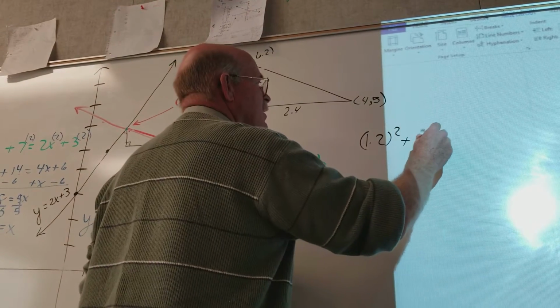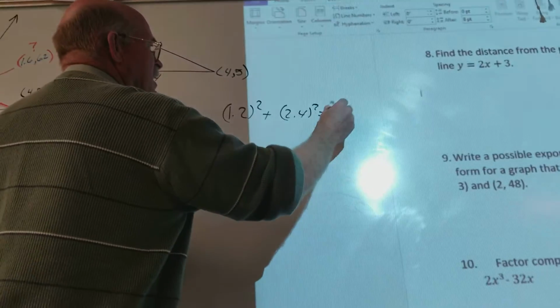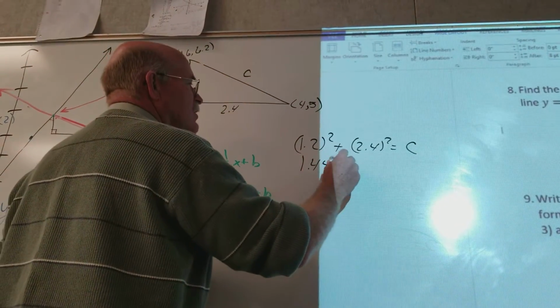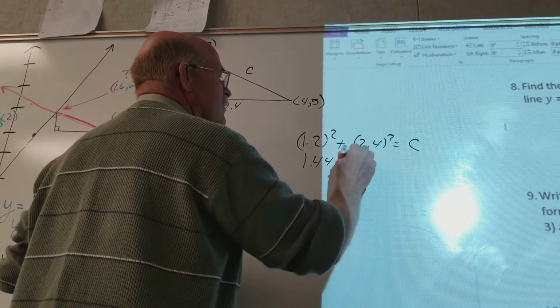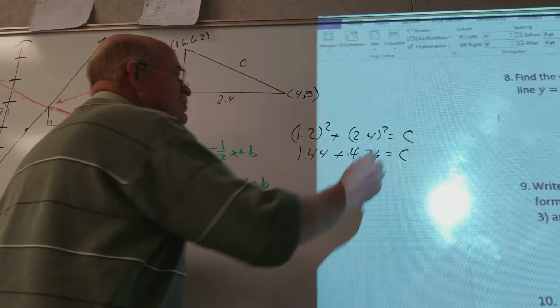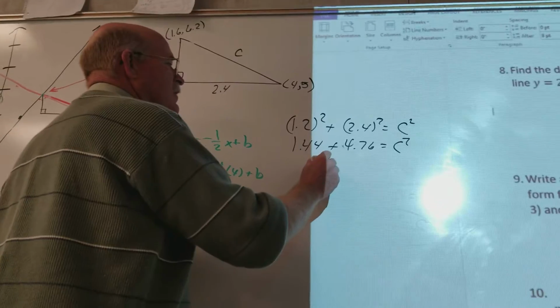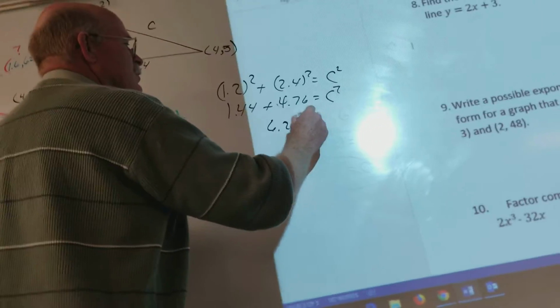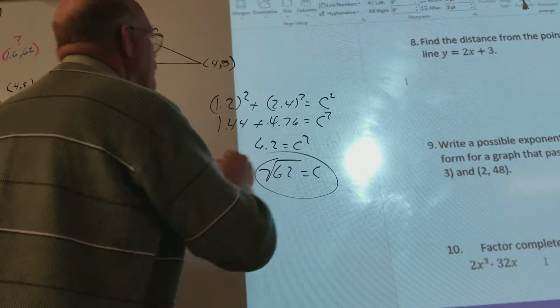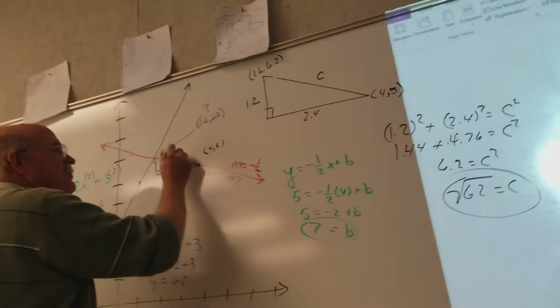So, use the Pythagorean theorem. 1 2/10 squared plus 2 4/10 squared equals c squared. This becomes 6 2/10 equals c squared. I am racing through this fast, but that would be the distance that I was after the whole time.